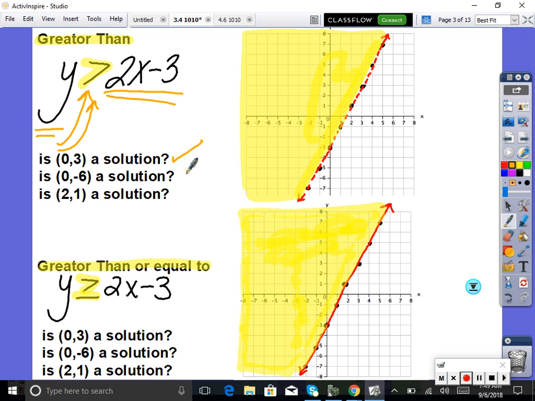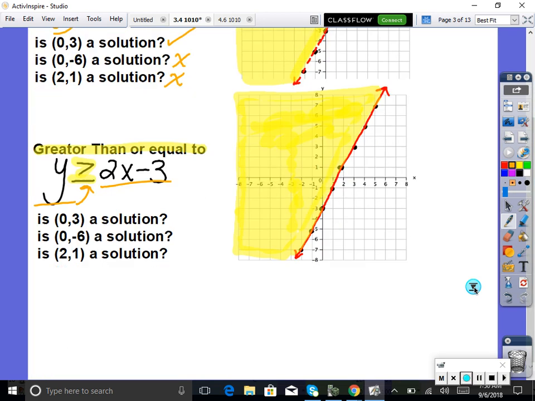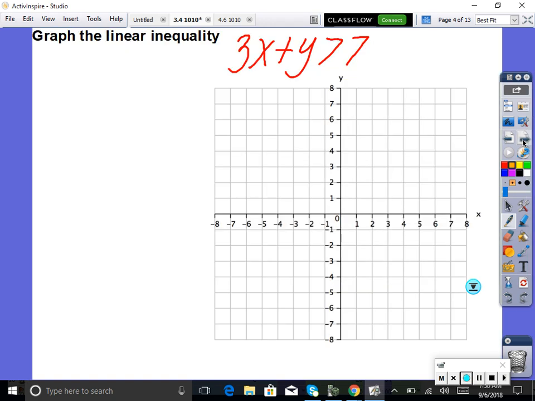So question, is 0, 3 a solution? Yeah. Is 0, negative 6 a solution? Nope. How about 2 over 2 up 1? Not in this one because it's a dotted line. Dotted line, so no. Then right here, any y values above or equal to the line. So solid line, and then we could answer the same questions. Is 0, 3 a solution? Over 0 up 3, yes. It falls in the shaded region. Over 0 down 6, no. And over 2 up 1, yes, because it's a solid line.